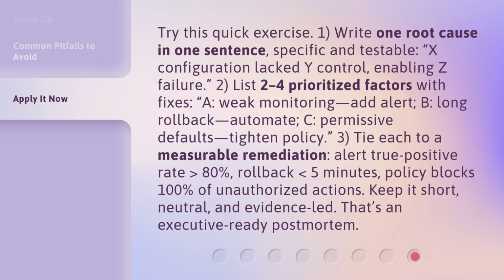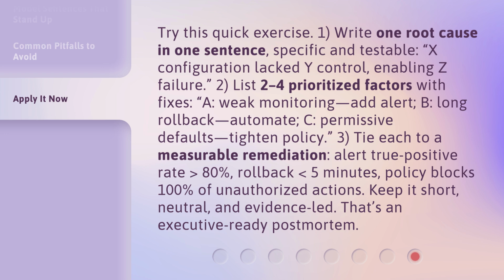A. Weak monitoring, add alert. B. Long rollback, automate. C. Permissive defaults, tighten policy. 3. Tie each to a measurable remediation.